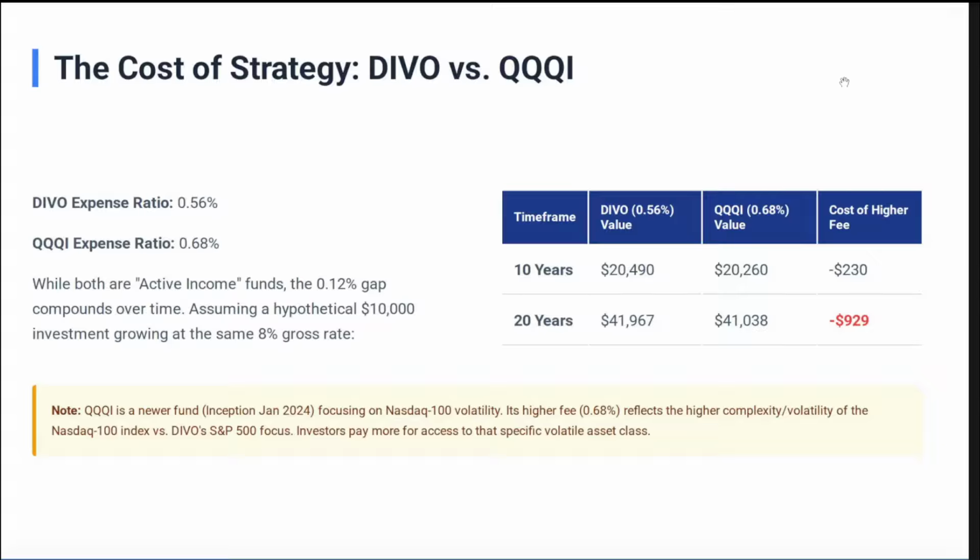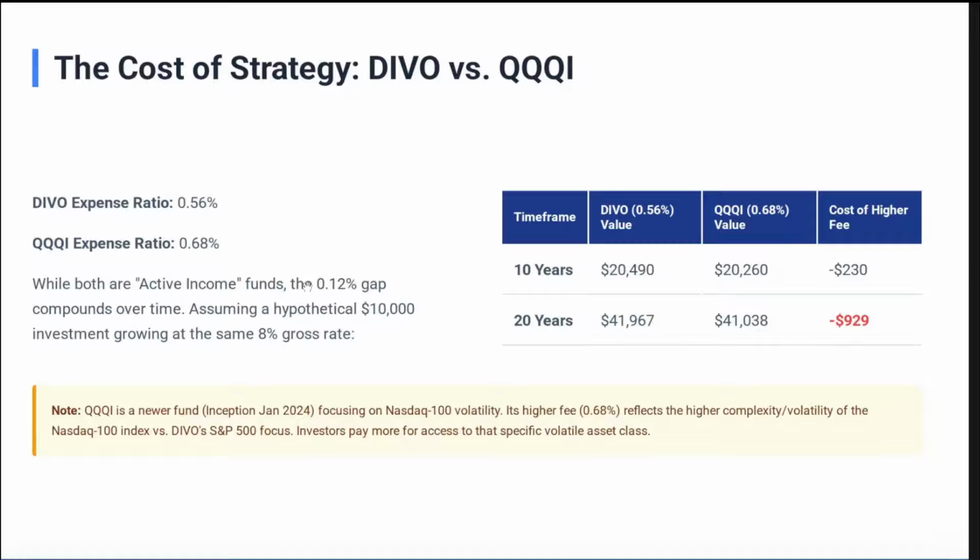Assuming a hypothetical $10,000 investment growing at the same 8% gross rate, we see here that in 10 years, Divo is worth 20,000. All right, QQQI is worth 20,000. The cost of the higher fee is a $230 difference. After 20 years, the cost of the higher fee is almost 1,000, right?